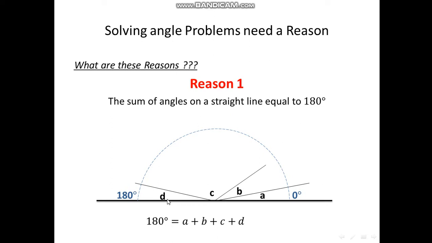When you see any angles on a straight line, they are supplementary to each other. They complete each other to 180, and I think most of you know this reason.